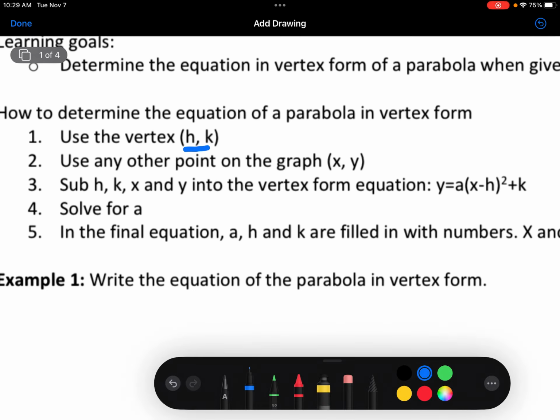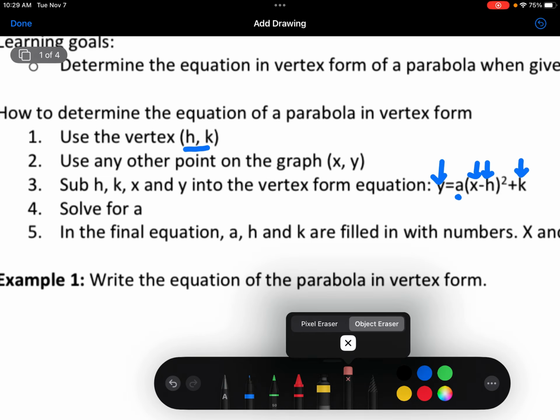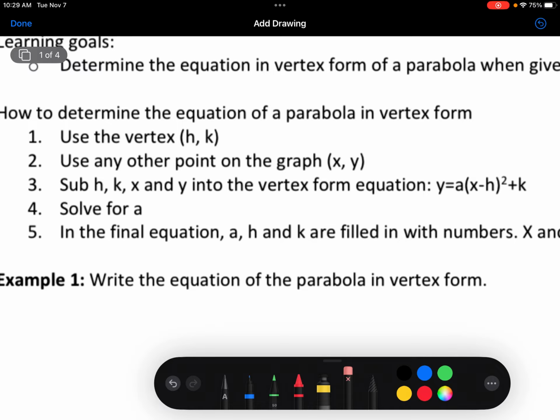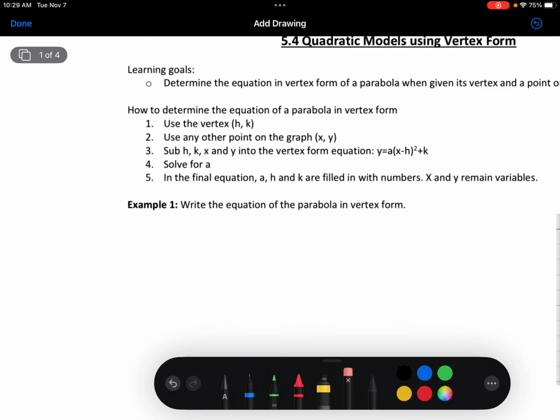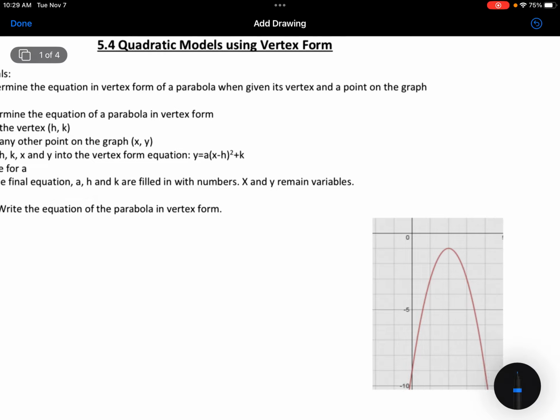And we can kind of use any other point on the graph to find out our a value. If we just sub in all of the values, we can find a just by solving for it after. We're going to have a y value, we'll have an x and an h and a k, and we can sub them all in. After that, we can just go back and rewrite our equation with all of the values that we found. So if I look at this, it says write the equation of the parabola in vertex form.